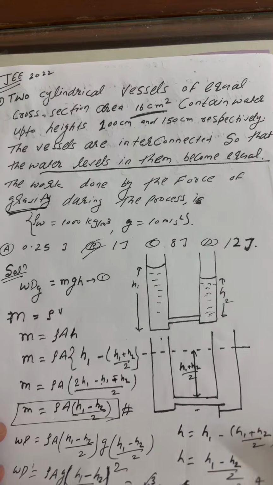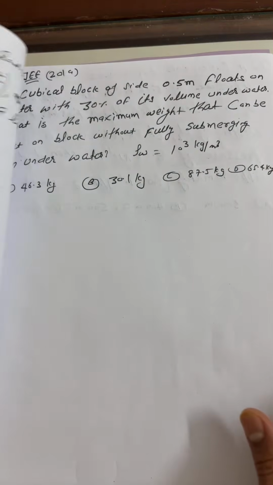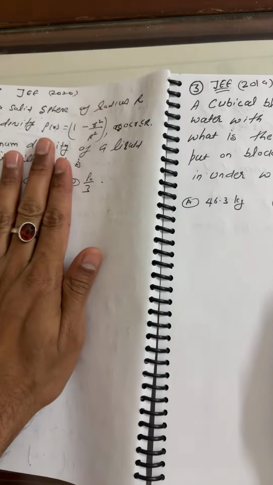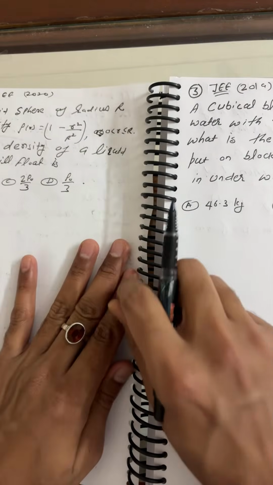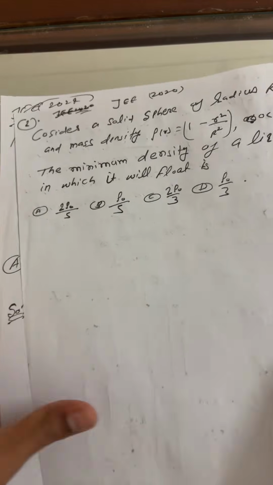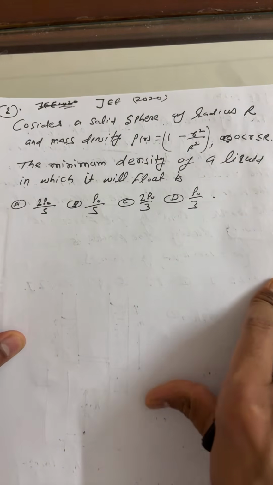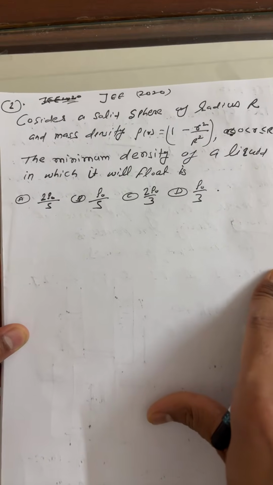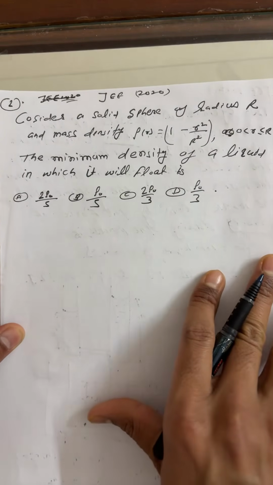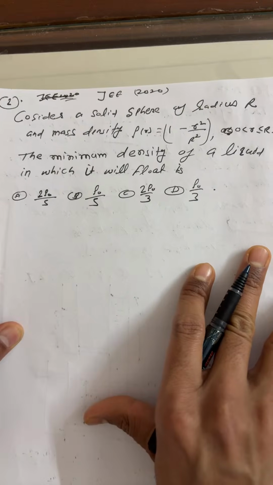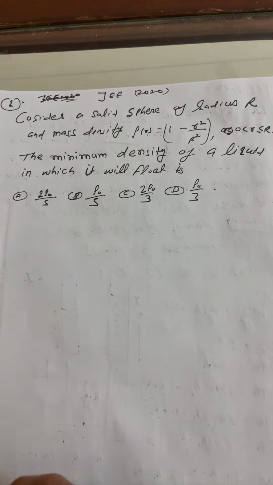Okay. Now, students, I'm going to start here. That is the next numerical. Beta, this is today's class. I'll do those questions in which we will apply the concept of buoyancy. So this is question number 2 for today's class. This question was asked in JEE 2020, right?